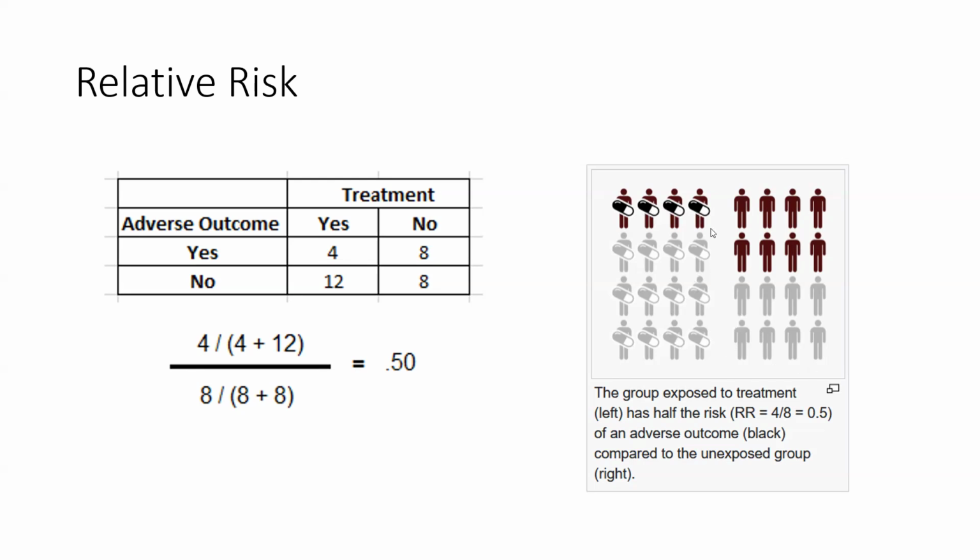Now, as you can see, as it relates to adverse outcomes, these individuals on the right, regardless of not having received the treatment, still had an adverse outcome. And these individuals, regardless of receiving the treatment, also had adverse outcomes. These individuals on the right who didn't receive the treatment had no adverse outcomes. These individuals who received the treatment had no adverse outcomes.